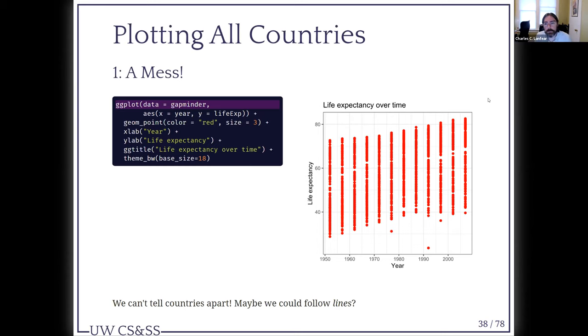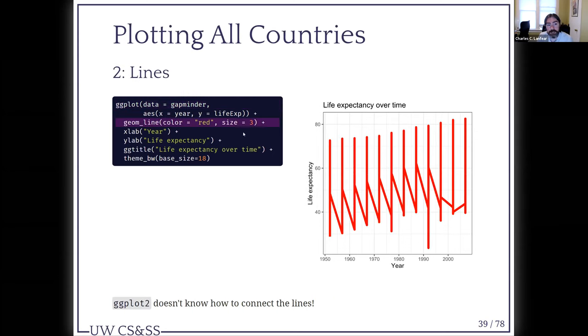Okay. So we want to make this not look like garbage. So maybe we could follow lines instead of dots. So if this is a whole bunch of different countries, we would like to have lines following each country across. So I could change geom_point to geom_line. Okay, that didn't help. So by changing geom_point to geom_line, I still have a size 3 red thing. It's a line. But what it did, which is stupid, is it drew a single line through every single dot on my plot in the sequence they are in the data. Okay, this is probably not what we intended.